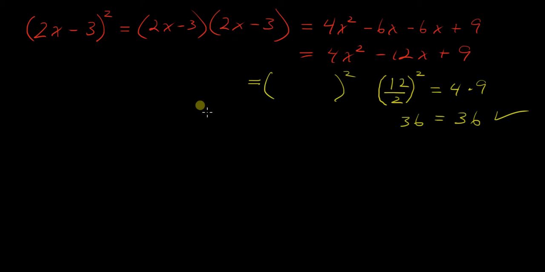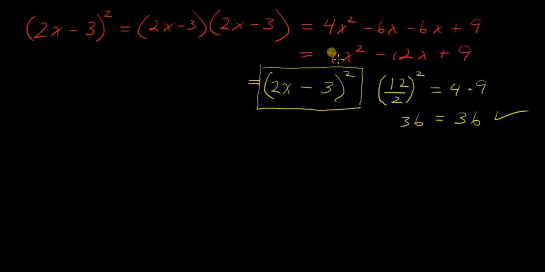Where do these two things come from? If I take the square root of the first term, the square root of 4 is 2, and the square root of x squared is x. Think about it: x squared is a number that comes from multiplying x by another x, so the square root of x squared would have to be x. The square root of 9 is 3. Now I take the middle sign and put it here, and I'm done. I have taken this and factored it to this.